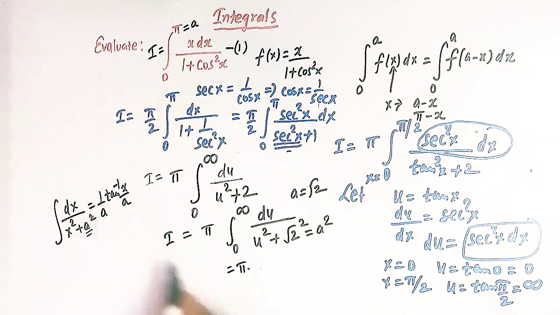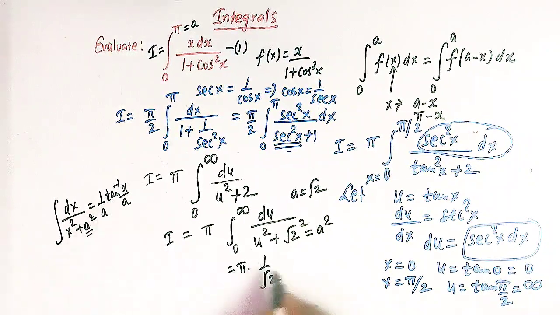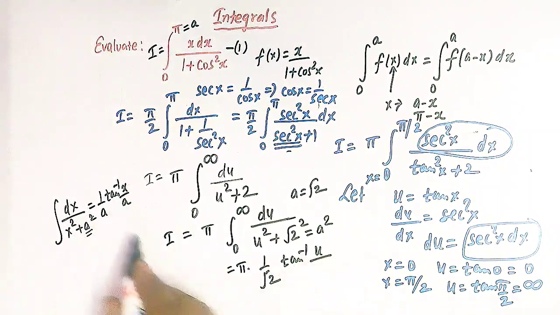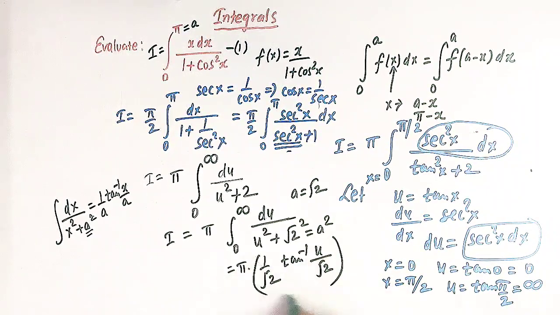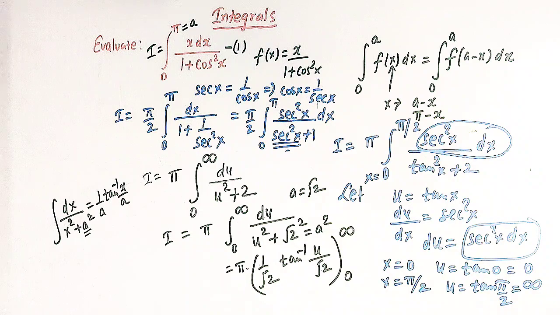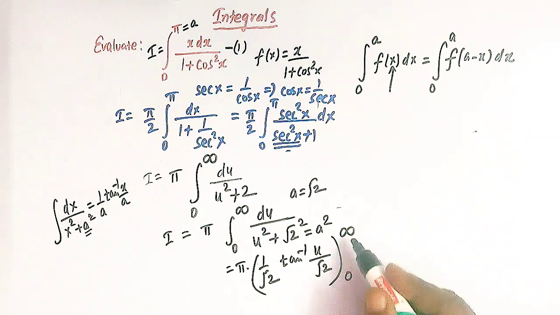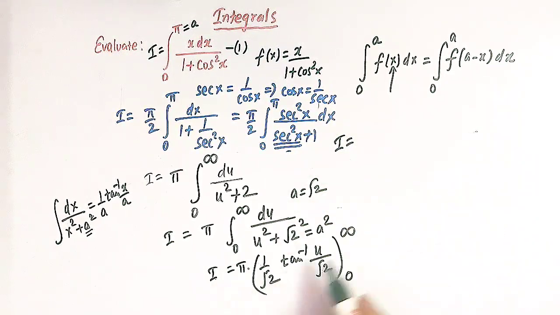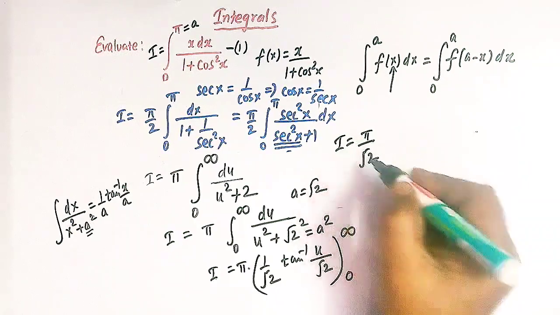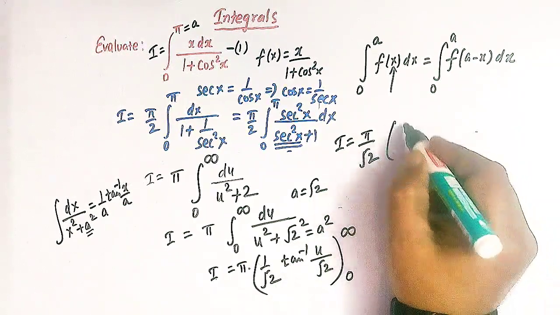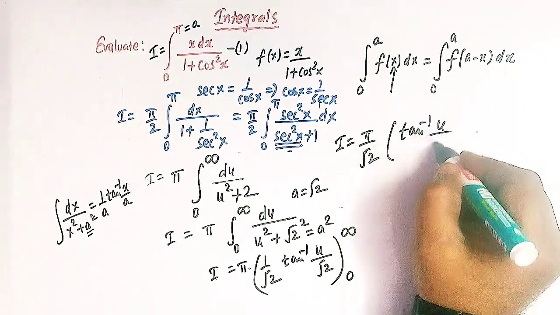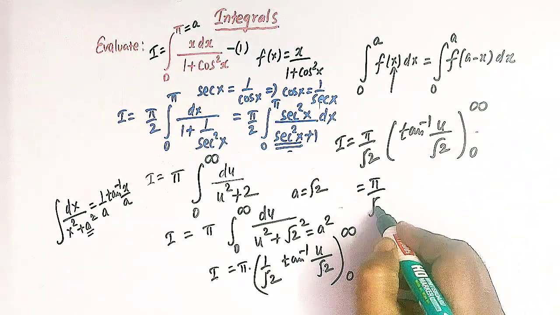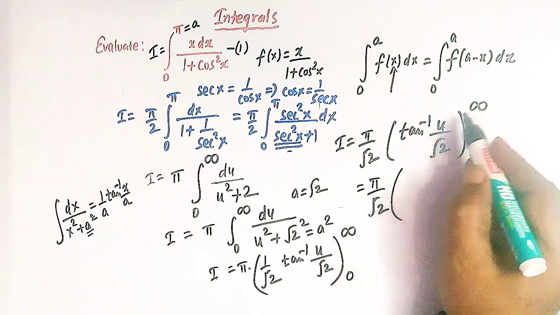So we have 1 over a, 1 over square root of 2. Then we have tan inverse x over a, that is u over square root of 2, and we have the limits from 0 to infinity. So now let us substitute the limits, and we'll take the difference. So we have I, and we can take square root of 2 outside. Here we have pi over root 2, and we have simply tan inverse u over square root of 2, 0 to infinity, right?